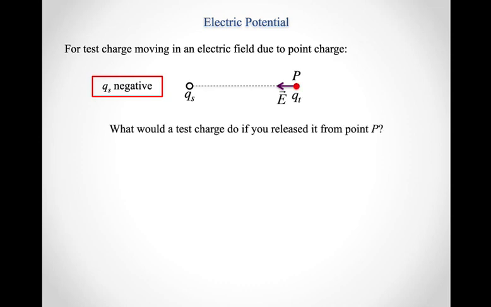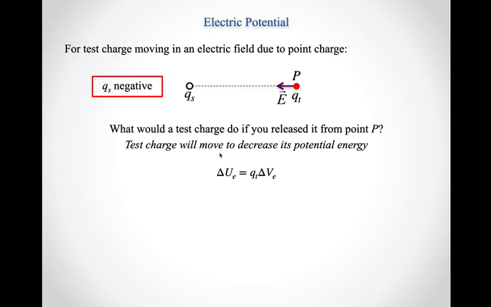What would happen to a test charge if I released it from point P? One way that we can frame this is that regardless of what the test charge is, it's going to move to decrease its potential energy. So if you have a charge in an electric field and let it go, it will move to decrease its potential energy. So if given the chance, that's what it's going to choose to do.